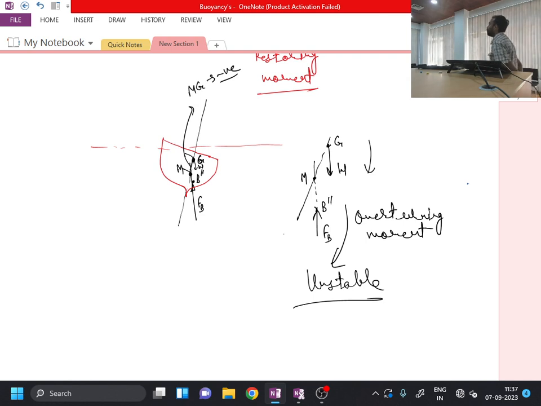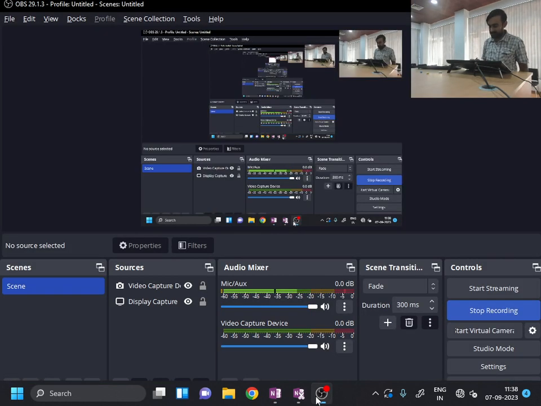By just pumping water in or out of the submarine, we can maintain its vertical position in the water bodies. Okay, so now we will stop at this point and we'll have further discussion in the next lecture.